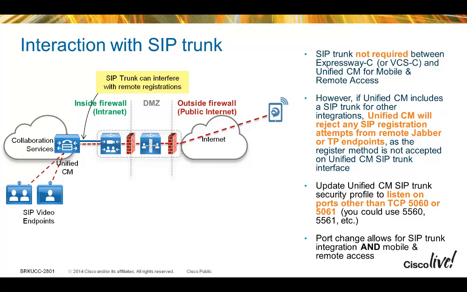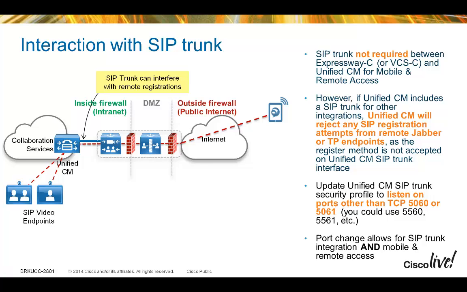Sorry, on the Call Manager, when you build your trunk, point it to the Expressway C's IP address and port, and it can be 5060 or 5061. But in the other direction, you're going to point at this custom 5560, something besides 5060 or 5061.